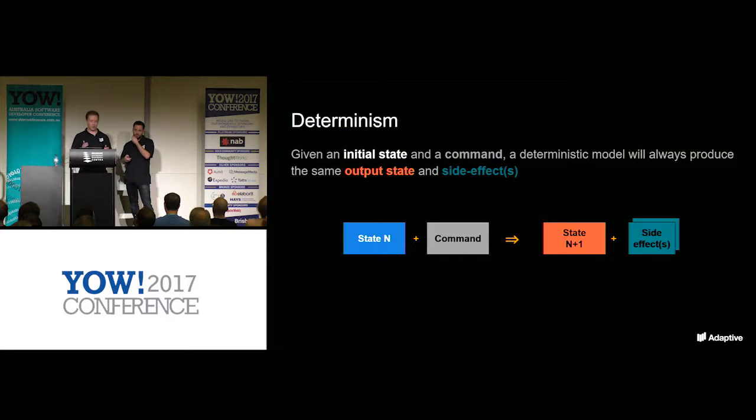So I'll start to talk about what determinism is. It's a standard computer science term. You're probably all familiar with it, but if you aren't, here's what it is. You have an initial state and you have a command. You apply that command to the state, and you should always end up in the same state and produce exactly the same side effects. There are a couple of things that we need in order to have determinism in a distributed event-driven system.